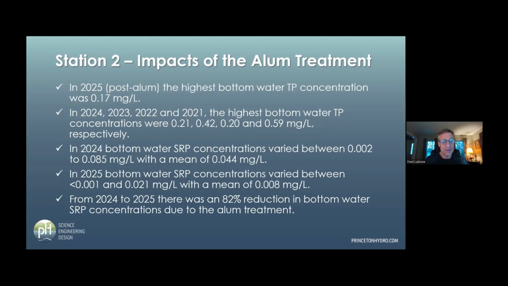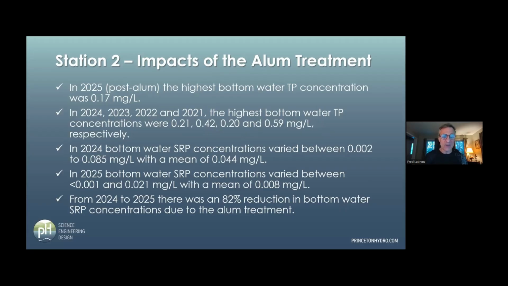So if you look at the data that was collected from 2021 to 2024, those highest bottom water concentrations varied from 0.2 to almost 0.6 milligrams per liter. So we did have a substantial reduction in the amount of total phosphorus available.